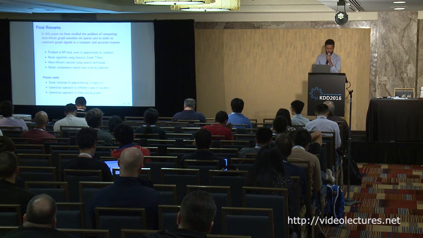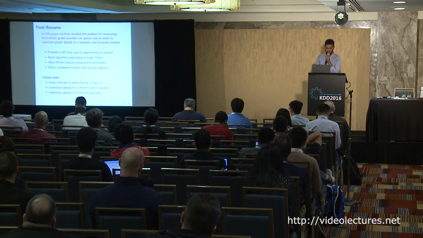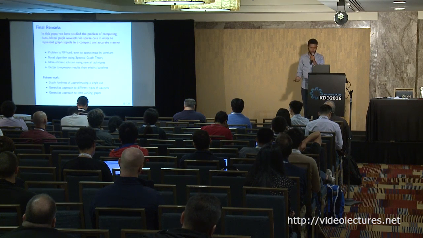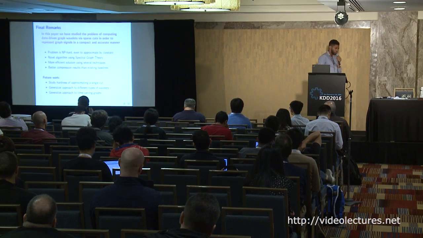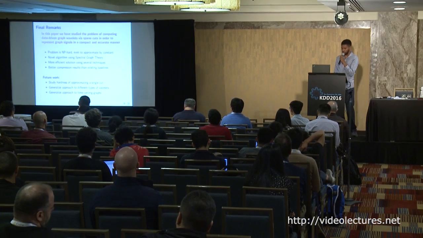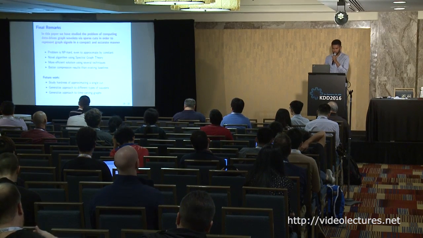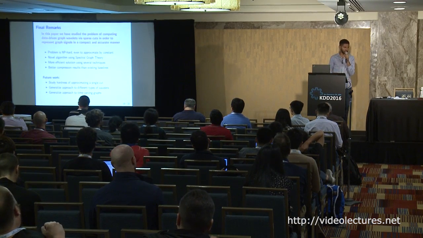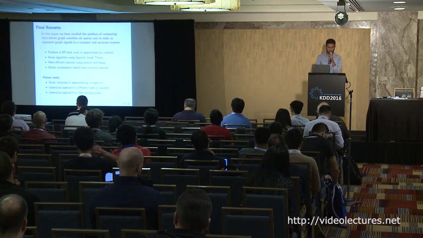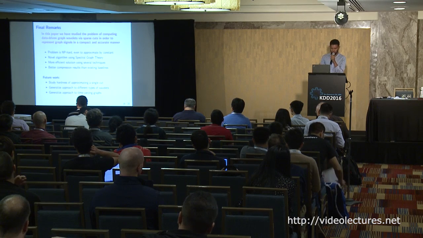So to conclude my talk, which might be too early, I don't know, the idea is we have proposed this problem of computing wavelets on graphs, and we have shown that you can do that using some ideas of spectral graph theory, and that actually leads to very sparse representations of graph signals in many real data sets.